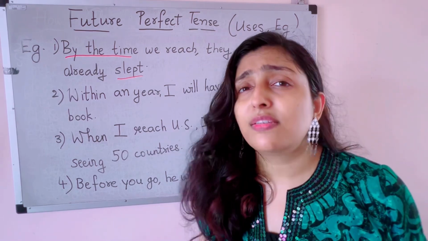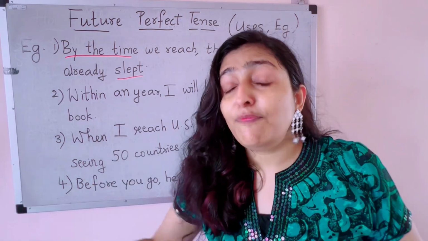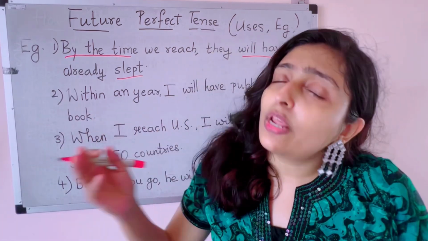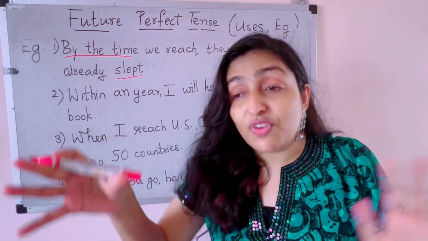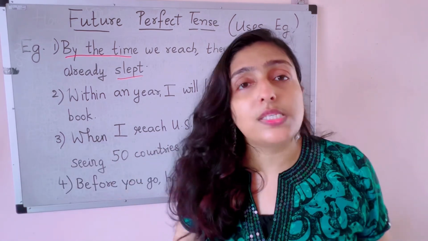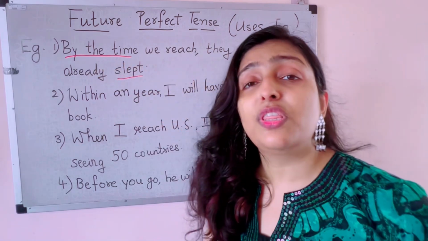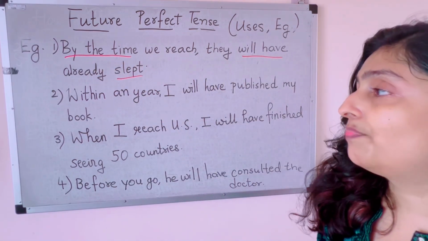They would have started sleeping when we would have been commuting. When we were commuting or when we were traveling, they would have already slept. So when we reach that house, they would be still in deep sleep. By the time we reach, they would have already slept.